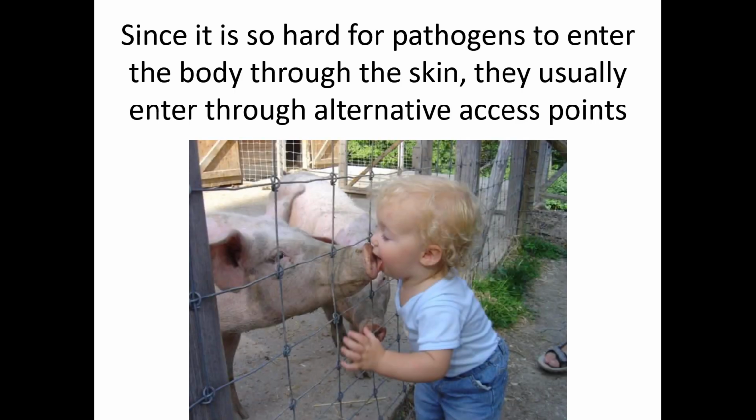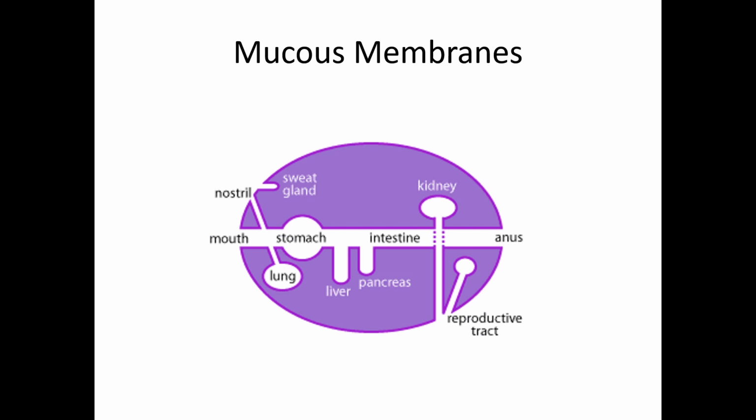So here, this kid, right, really cute, licking a pig snout. However, that could potentially lead to spreading disease or a new jump of a virus species from pig to human. Usually it's not that kind of intimate contact that could do it, but it can happen, right? And so let's talk about mucous membranes, how pathogens usually get into the body then if they don't go through the skin. So mucous membranes include your digestive tract.